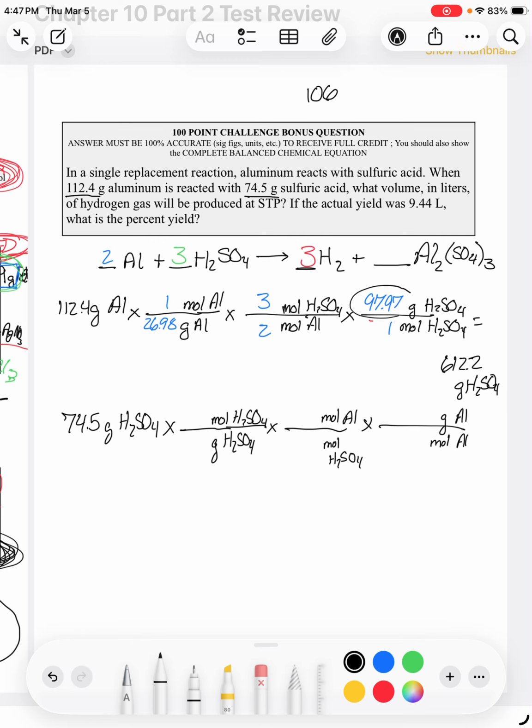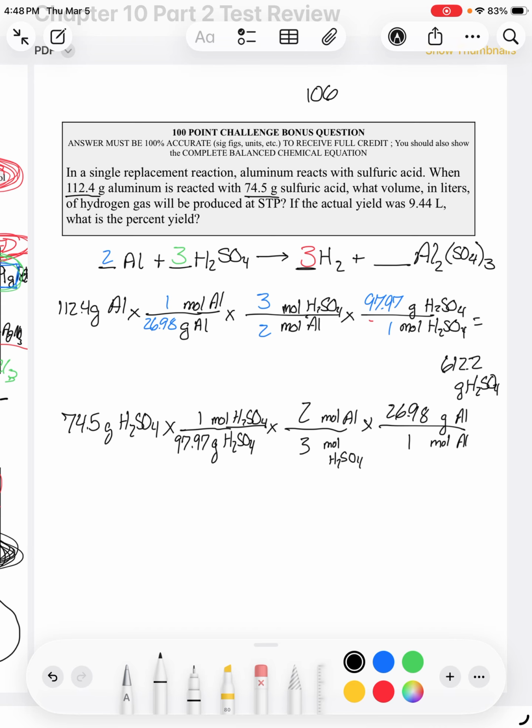Remember, the molar mass of sulfuric acid is 97.97 grams according to Siri. We could calculate that, but I didn't have enough hands on me. That's 1 mole for every 97.97 grams, right? We put the 1 beside the mole. And how many moles of sulfuric acid per moles of aluminum? Well, according to our balanced equation, that's 2 for aluminum and 3 for sulfuric acid. 1 mole for aluminum and grams of aluminum will be 26.98. That's the molar mass of aluminum. Go ahead and plug in those numbers.